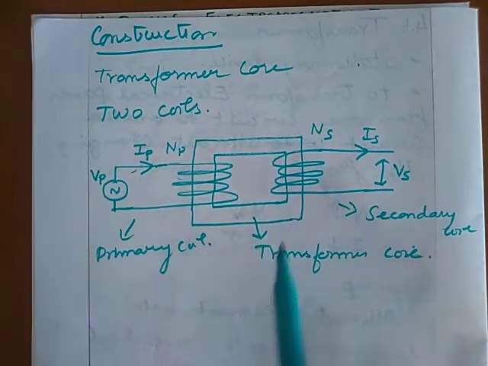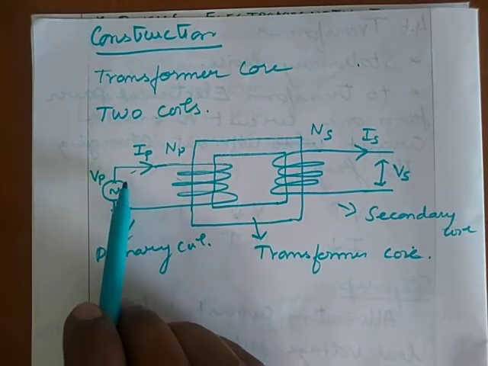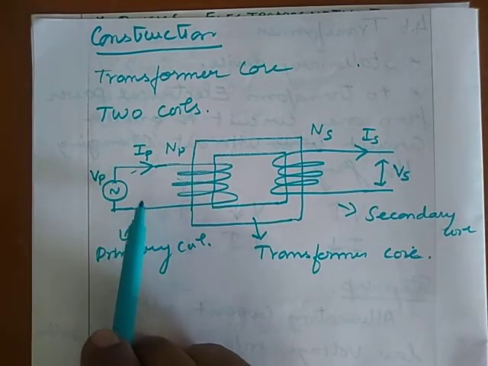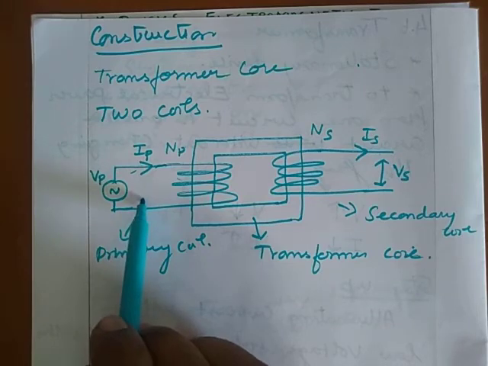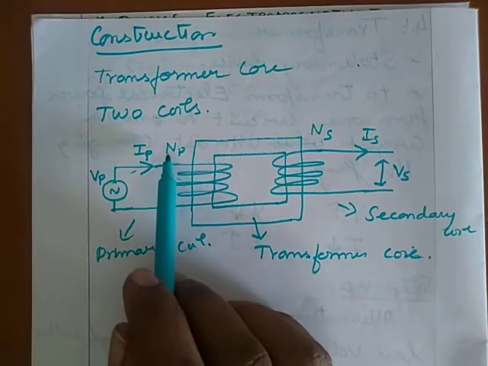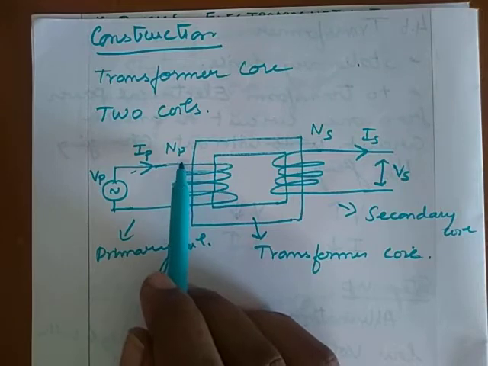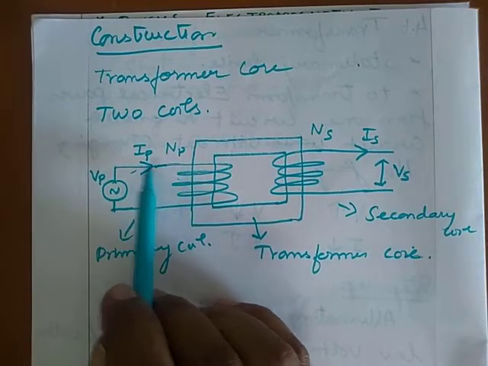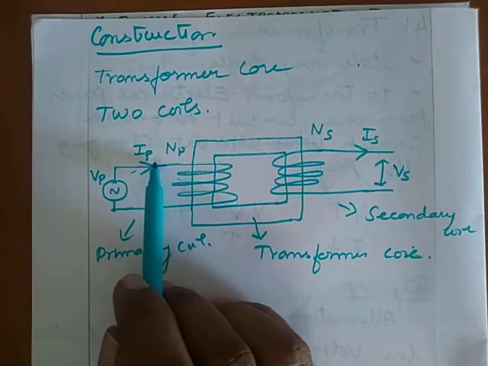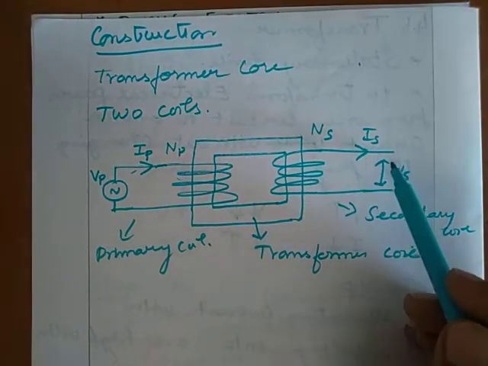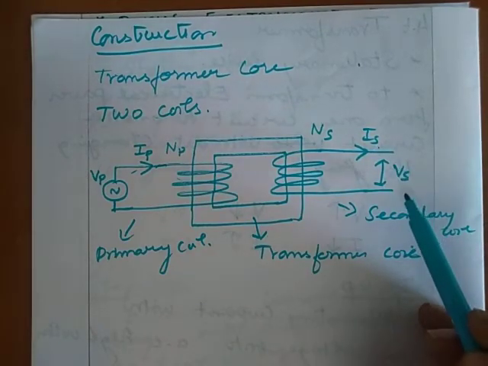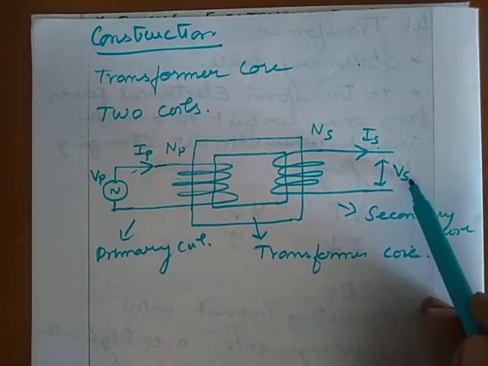This is the primary coil because only here we are applying the alternating source. It is a primary coil having NP turns, that is the number of turns in the primary coil. After applying this voltage, it develops a current known as IP. Then it induces a current in the secondary coil, that is IS, and develops a potential difference VS, the voltage across the secondary coil.